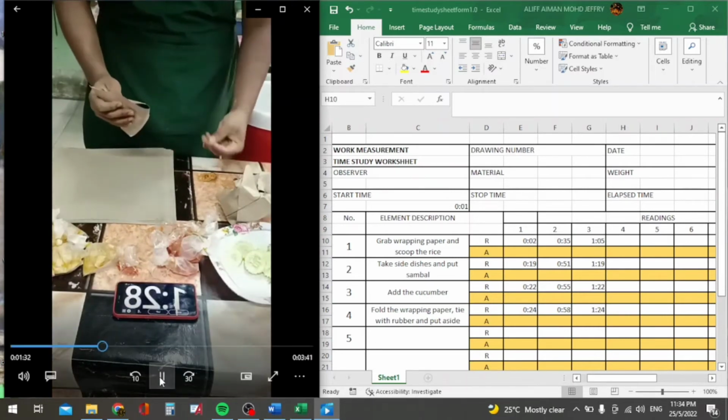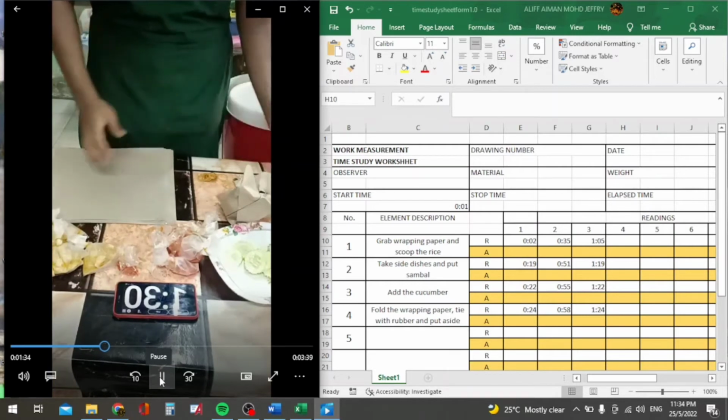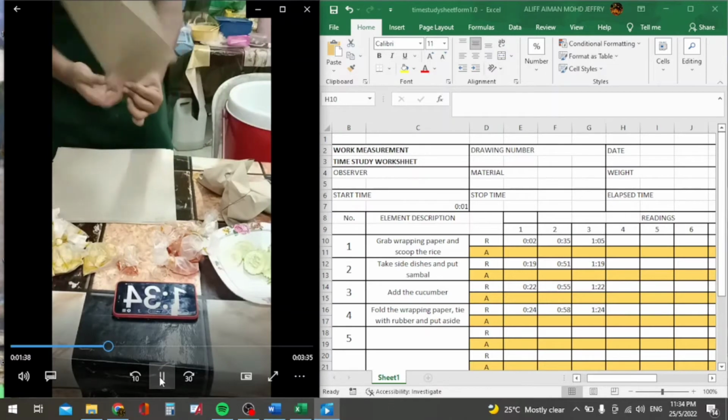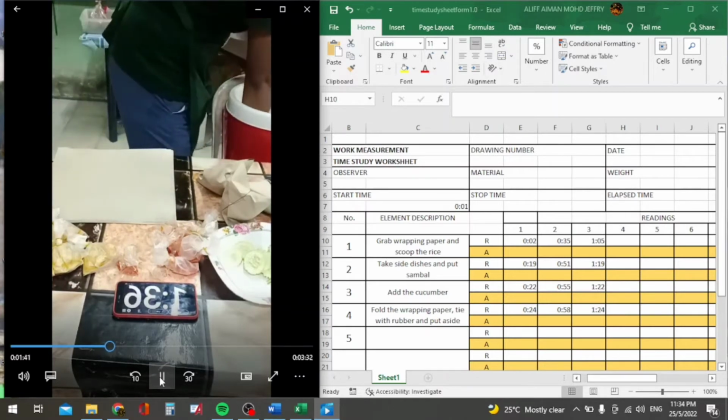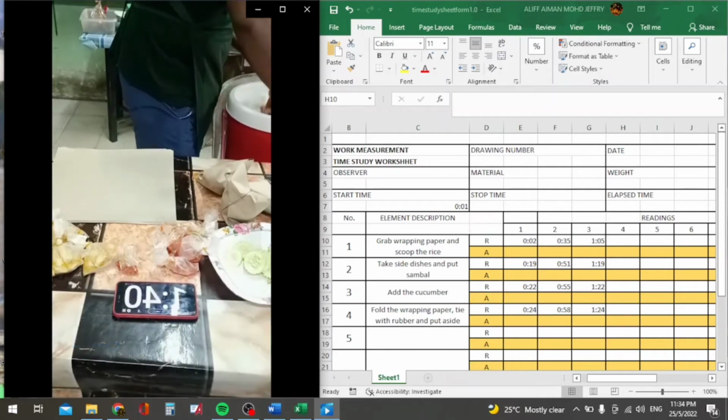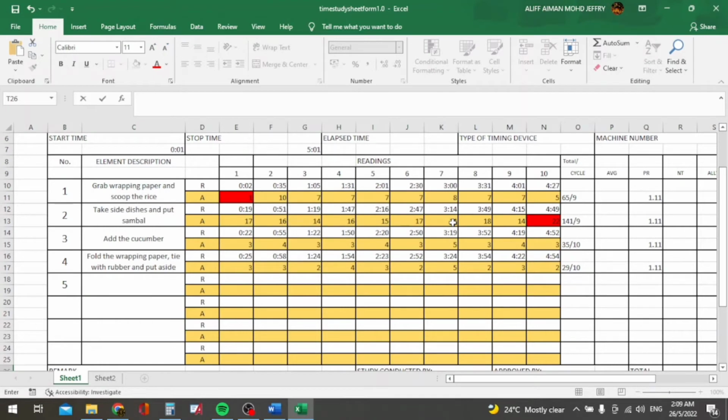There are the whole cycles until 10. Next I will show you the done table. Okay, for part 2, this is the whole time study table that I have filled in.